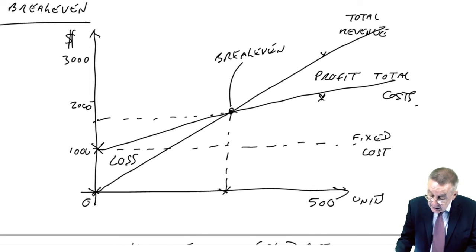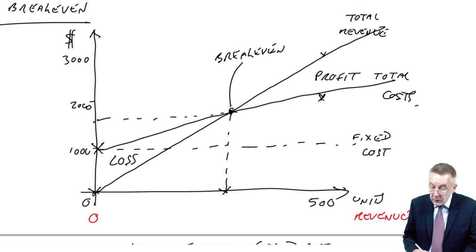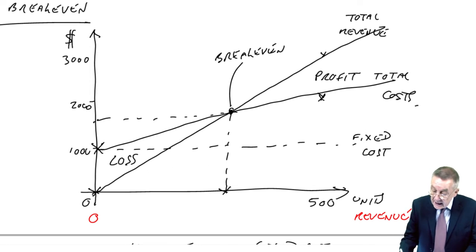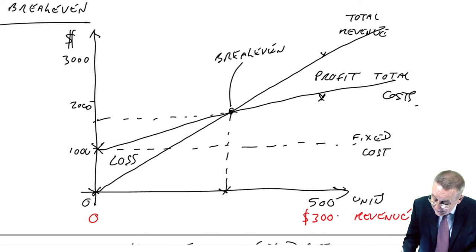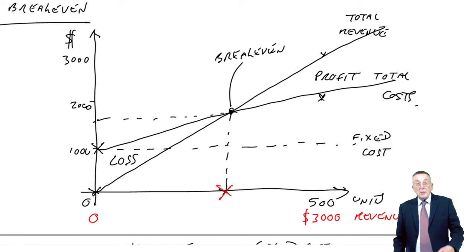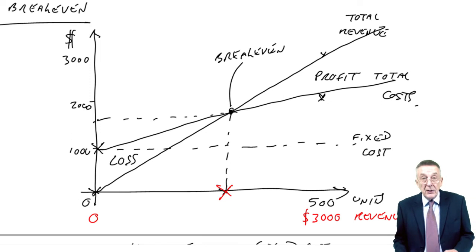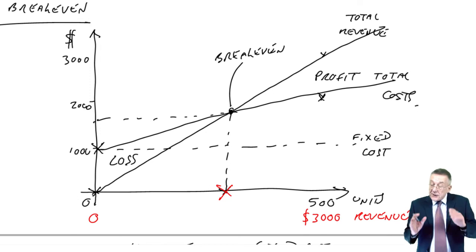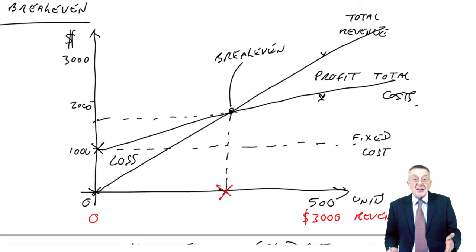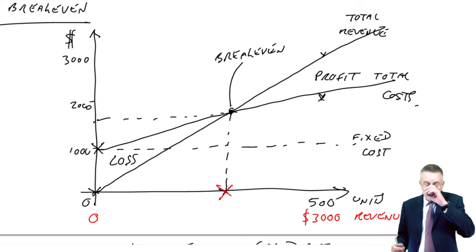You can also do it in terms of revenue. Of course, no units is no revenue. 500 units, it was $6 a unit, is 3,000 revenue. And of course, the break-even would now be in terms of revenue instead of units. So it doesn't matter. Some do it in units. I actually prefer it in units. But some do revenue on the bottom axis. It doesn't matter. Well, it does matter, sorry, if the exam specifies clearly. Anyway.